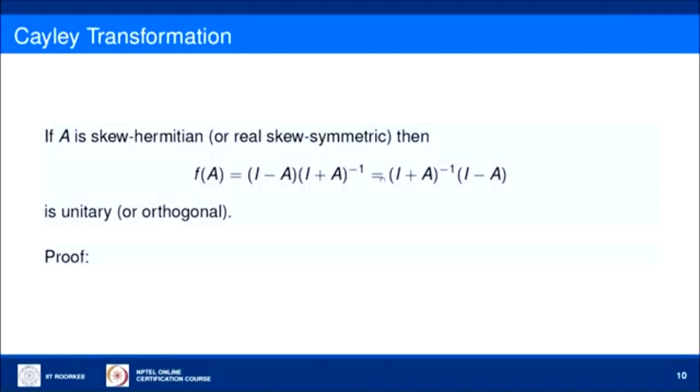I have a function of matrix F of A, defined as I minus A into I plus A inverse, and this equals I plus A into I minus A inverse. What I need to prove is that this function F, which is a matrix of the same size as A, is unitary or orthogonal according to the given matrix A, if it is skew Hermitian or skew symmetric. So let us prove it.